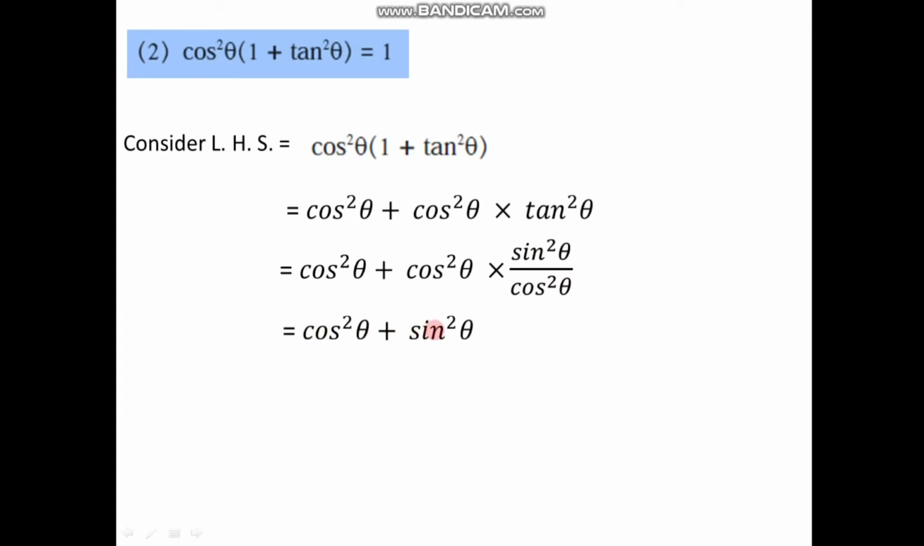So we get here term sin square theta plus cos square theta, which is 1, because the first trigonometric identity is sin square theta plus cos square theta is equal to 1. So we get here 1, and which is nothing but the RHS. So we have proved here that LHS is equal to RHS, that is cos square theta into bracket 1 plus tan square theta is equal to 1.